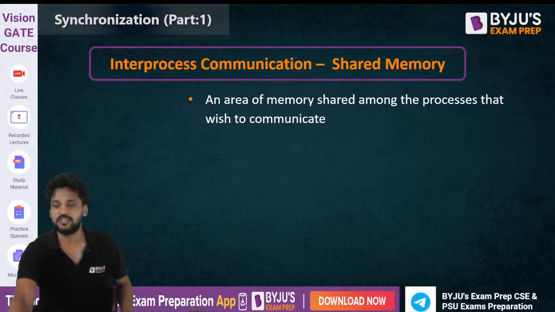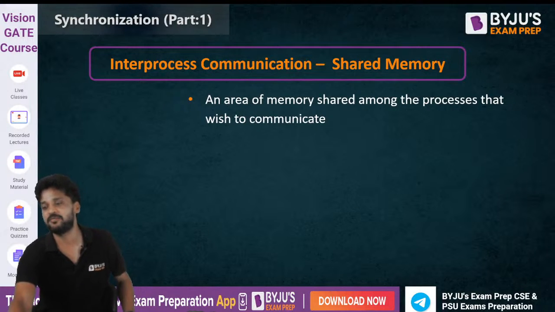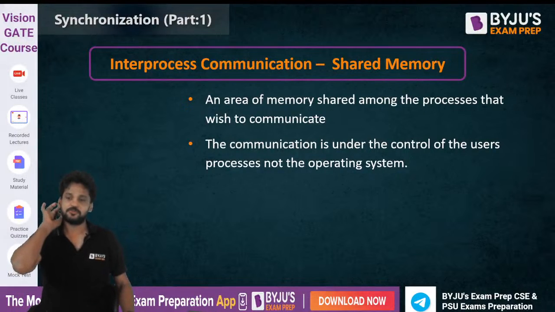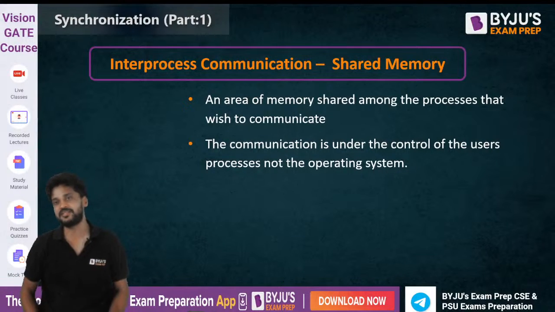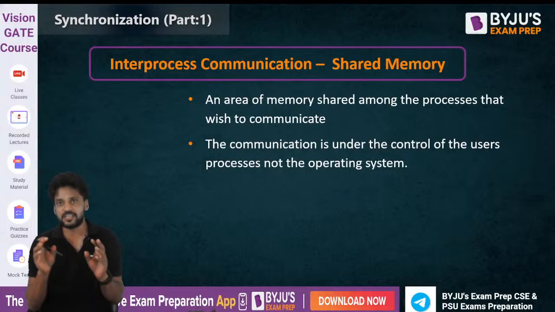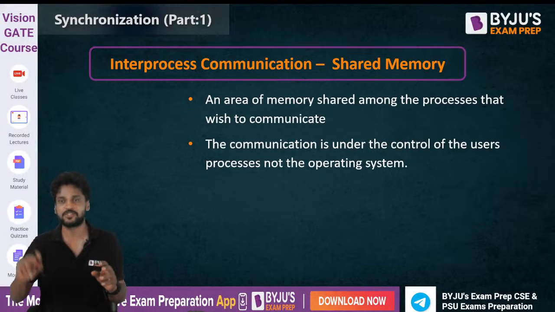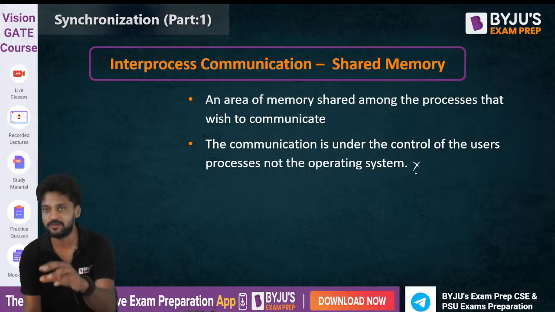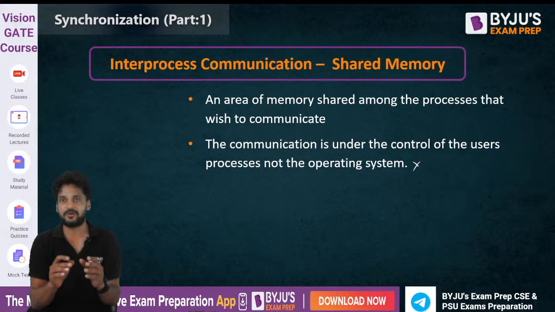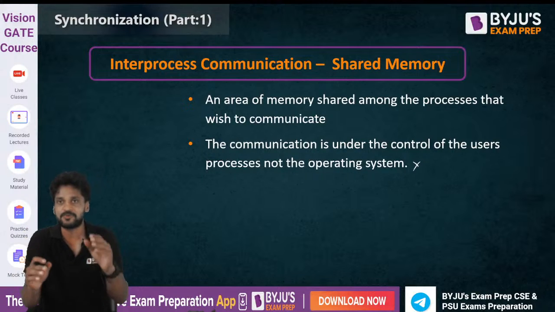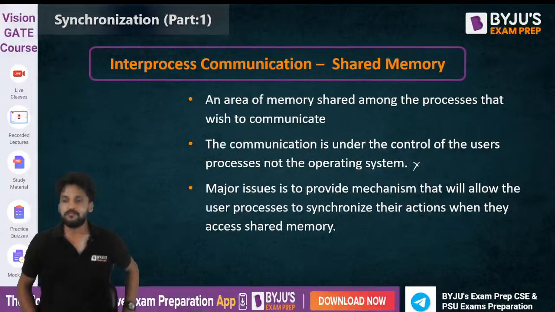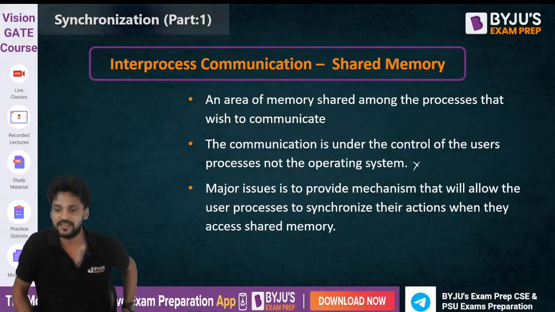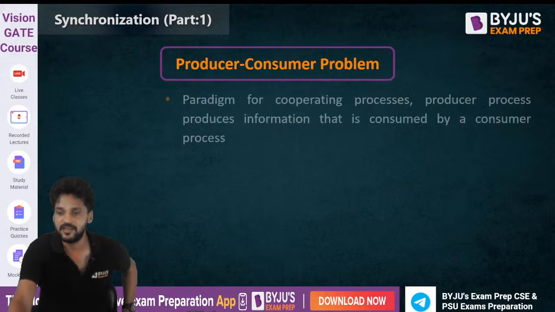And what exactly is shared memory? Shared memory means an area of memory shared among processes that wish to communicate. The communication is under the control of the user process, not the operating system. This communication will be established between user processes, not operating system processes. Let us not talk more about this because it is going to confuse you in some time. We're going to understand the user process and the operating system process later. Now, the major issue is to provide a mechanism that will allow the user processes to synchronize their actions when they access the shared memory.